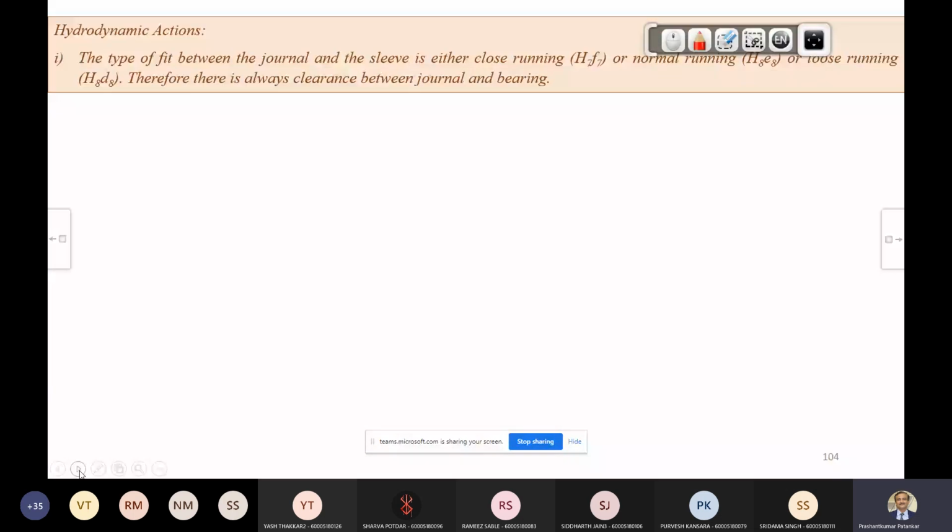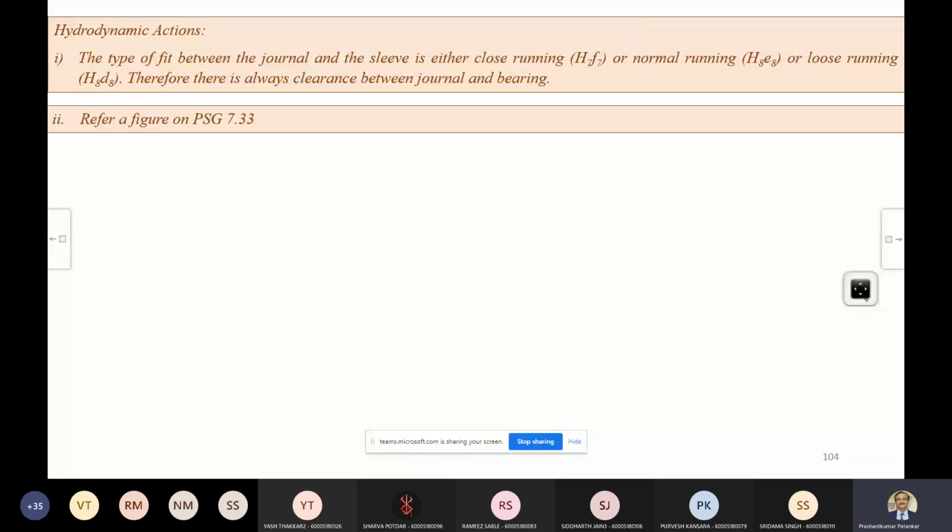Usually the students don't understand why we are taking H8 D8, H7 F7, H8 E8. Why these letters? Why are these particular fundamental deviations for your hole and shaft being taken? For that, I have already shown you this particular thing that you will get on page number 3.4 of your PSG data book.